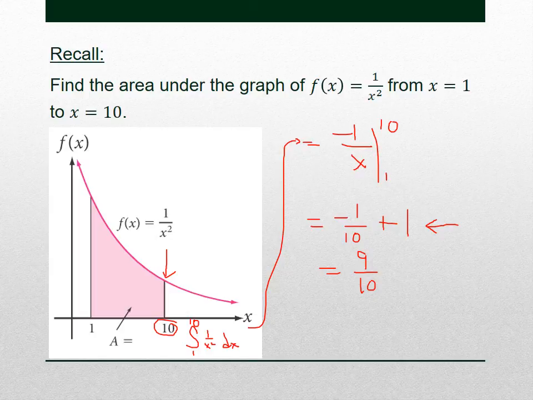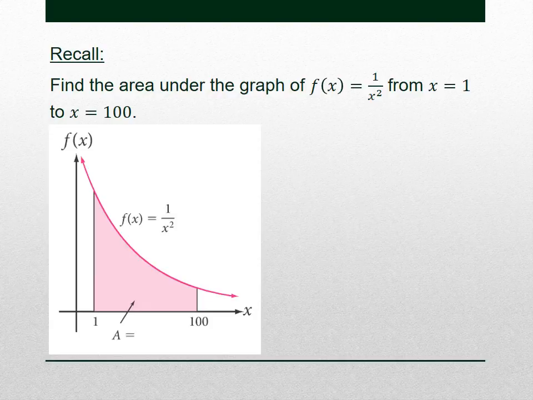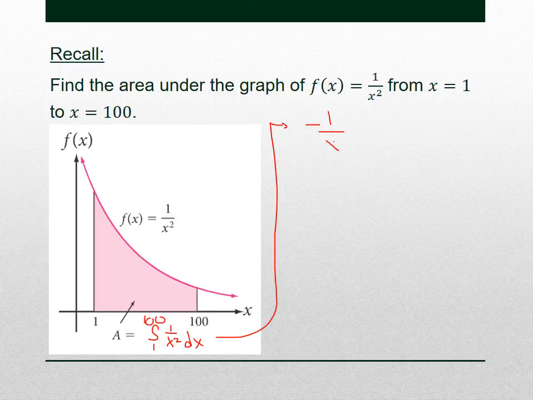See if you guys can start to recognize a pattern here. We'll do one more example to solidify that. This time, instead of stopping at 10, what if I want to go all the way out to 100? How do I write down that area? That's going to be the integral from 1 to 100 of 1 over x squared dx. We already took this antiderivative. It was minus 1 over x. Going from 1 to 100, when we plug in 100, we get minus 1 over 100, which is where we stopped. And then minus a negative 1, which is plus 1. So we're left with 1 minus 1/100, which is 99 over 100.